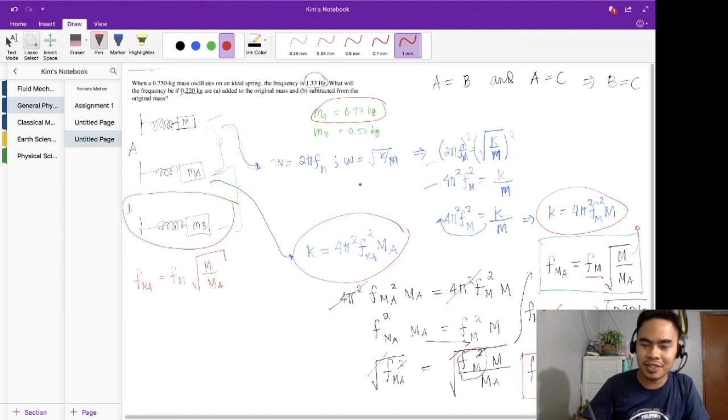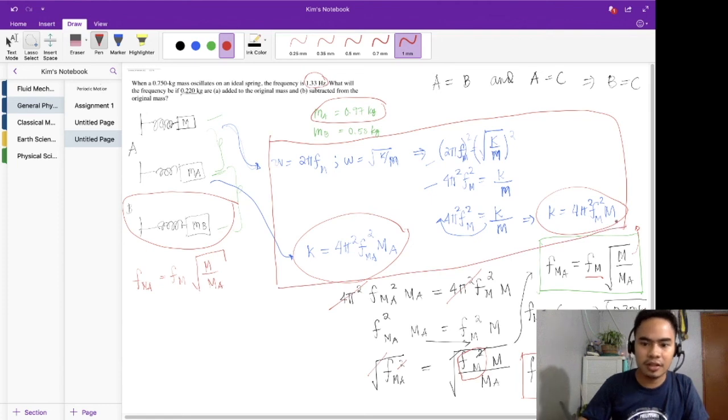So the same process that you are going to do with this one, you express omega and find for k. But this time around, when you work through this process, the one I put in a square, the only difference that you would get is the variables. So you will find that k is equal to 4 pi squared. Instead of having f of m sub a, you will get f of m sub b squared times m sub b. Okay, so you work through the same process.